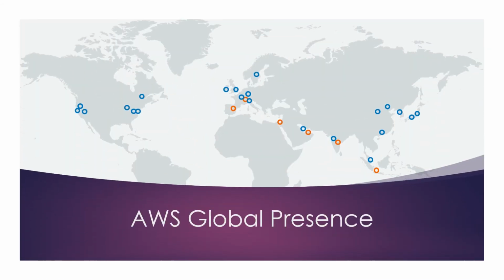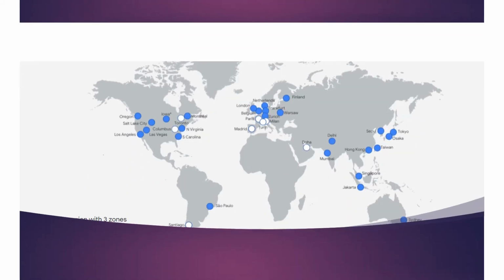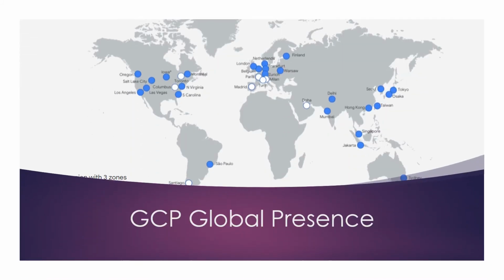In a very similar way, this is the presence of AWS. They also call it regions. So you can see these regions. They also opened a lot of data centers, and the only theme is the proximity. A very similar theme. Google also opened data centers in the same fashion.